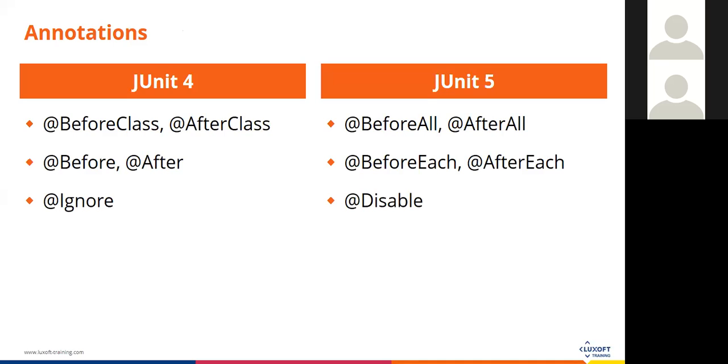Changes at the level of the API have, of course, been introduced. And we see here some face-to-face annotations, annotations that mainly do the same thing but have different names. For example, Before Class and After Class from JUnit 4 are now Before All and After All in JUnit 5. Before and After from JUnit 4 are now Before Each and After Each in JUnit 5. Ignore from JUnit 4 is now Disabled in JUnit 5.